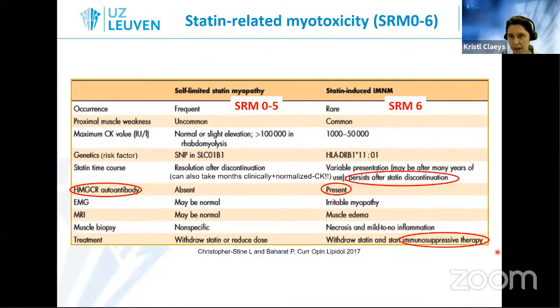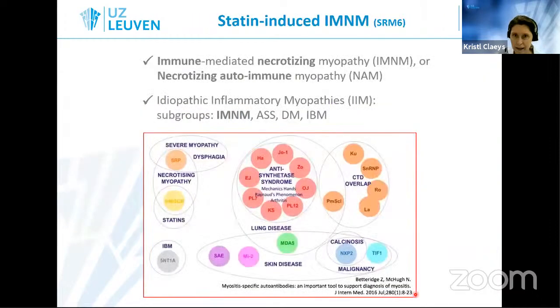We will focus now on the statin-related myotoxicity. This is a subgroup, or belongs to the larger group of immune-mediated necrotizing myopathies, IMNM, also called necrotizing autoimmune myopathy, NAM. This group, IMNM, is a part of the larger group of idiopathic inflammatory myopathies. Within the idiopathic inflammatory myopathies, there are subgroups, and IMNM is one of them.